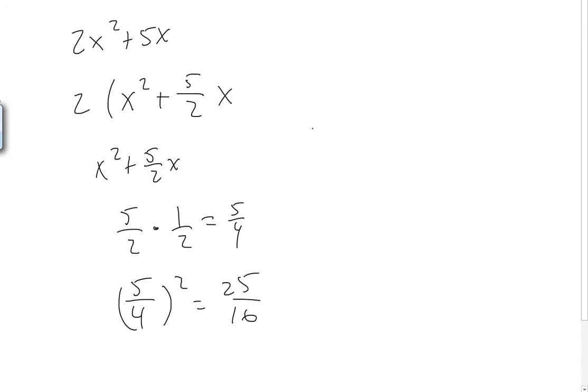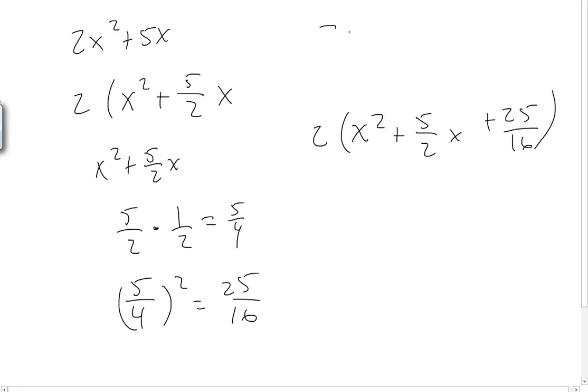So the point is that I'm adding 25 over 16 on the inside. What do you think I'm really adding to the whole expression? Well, that 2 belongs to everybody, so really I have 2x squared plus 5x plus 25 over 8 if I distribute through. So I really added a 25 over 8 to complete the square and create a perfect square trinomial, but it just looks like, I guess you could say, in disguise because it's on the inside of the parentheses.